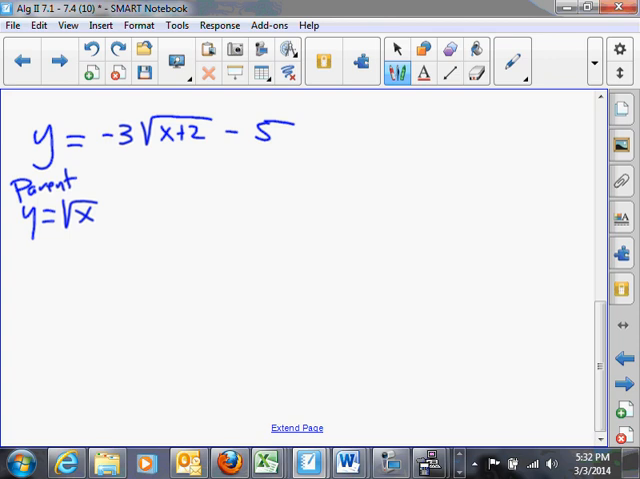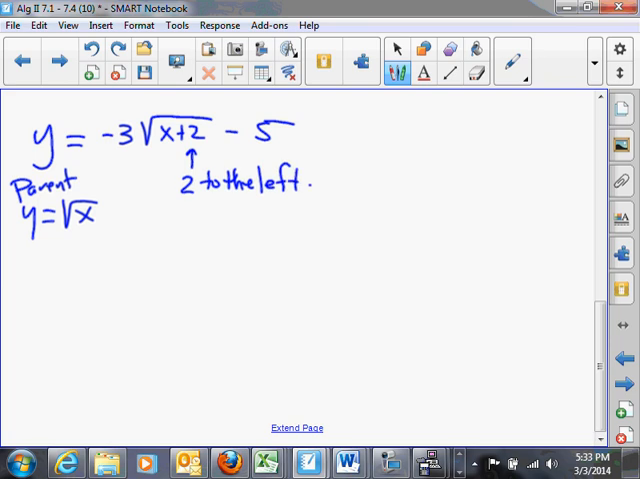Now, this plus 2 is a 2 that's being added to x before we perform the function. That means it is a left-right shift. And remember, when we do that before we perform the function, we always think of that as opposite the direction we would expect. So plus 2 will be 2 to the left.